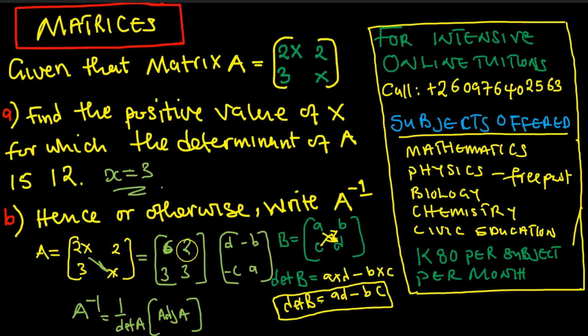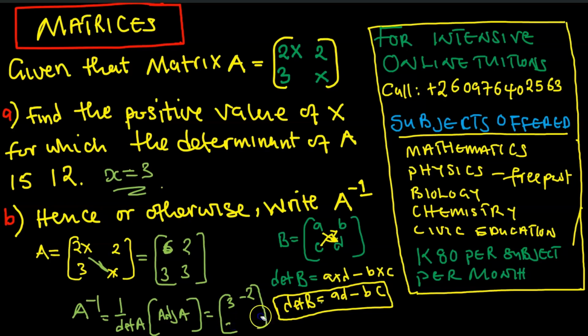So we are going to do the same to this matrix that we have, that is the original matrix of A. So we are going to find also the adjoint, and the adjoint of this one is 3, 6, negative 3, and 2. So this is the adjoint. Okay, this is the adjoint of the matrix.